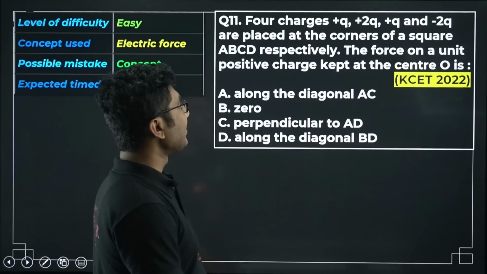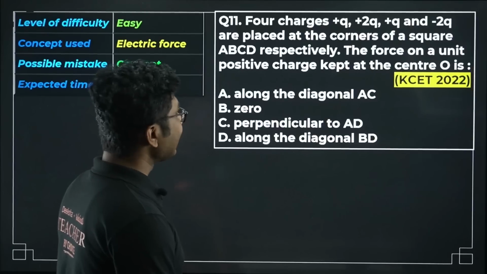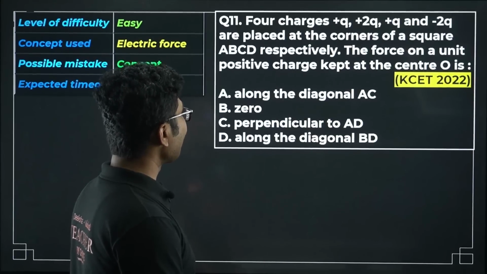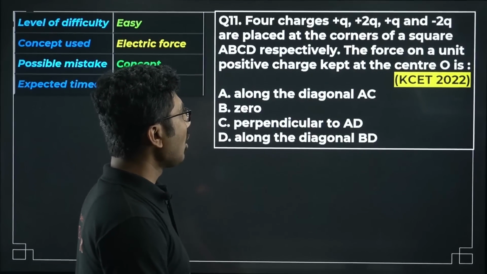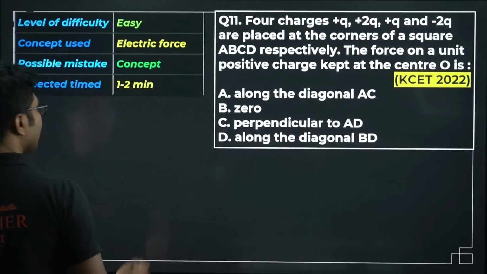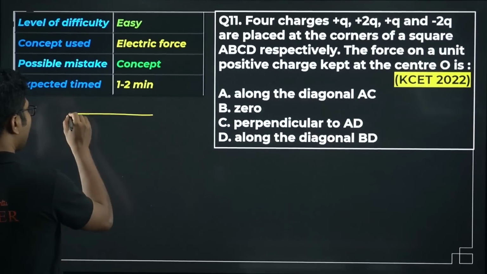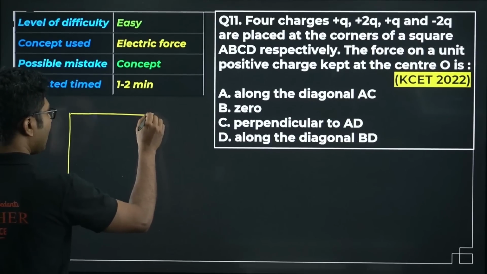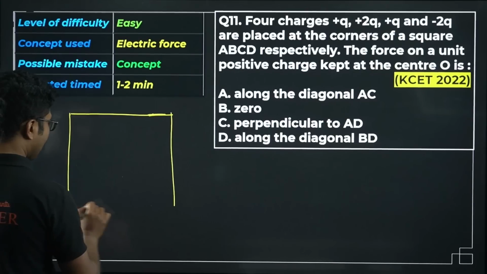4 charges plus Q, plus 2Q, plus Q and minus 2Q are placed at the corners of a square ABCD respectively. The force on a unit positive charge kept at the center O is. So we have to find the direction or determine whether it is 0 or not. So this is a diagram question. You have to check the diagram first. Without drawing the diagram you cannot solve it.